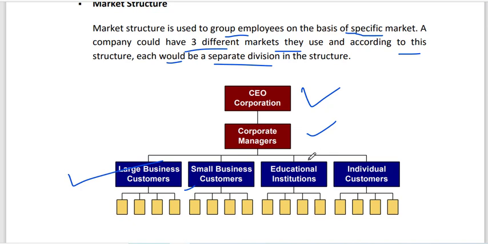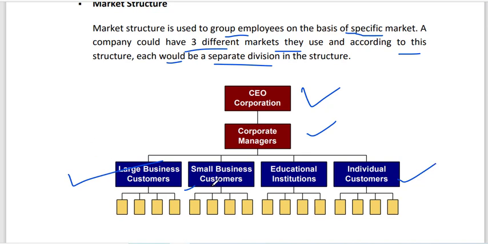Then educational institute, individual customer also. Let's say there is an Apple company in which a large business, meaning one company, orders 1000 mobile phones and 1000 PCs every year. So it's a large business customer.